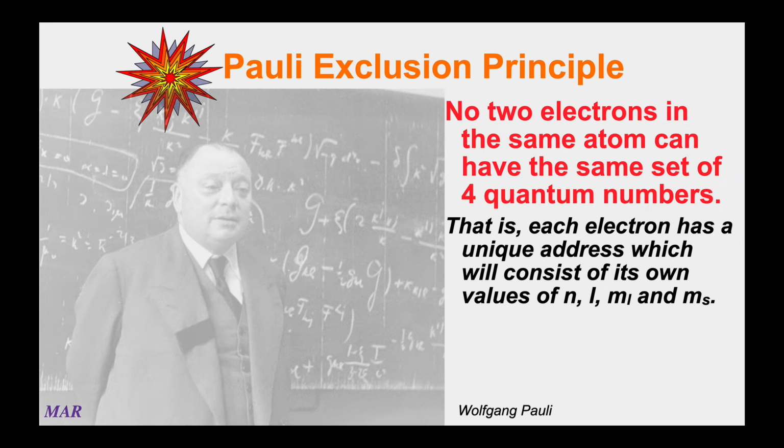Wolfgang Pauli came along to the scene and they started putting all the quantum numbers together. And he came out, long story short, with an idea called the Pauli exclusion principle. The Pauli exclusion principle states that no two electrons in the same atom can have the same set of 4 quantum numbers. So what this means is that when you're putting electrons around atoms, each electron has to have its own set of quantum numbers.